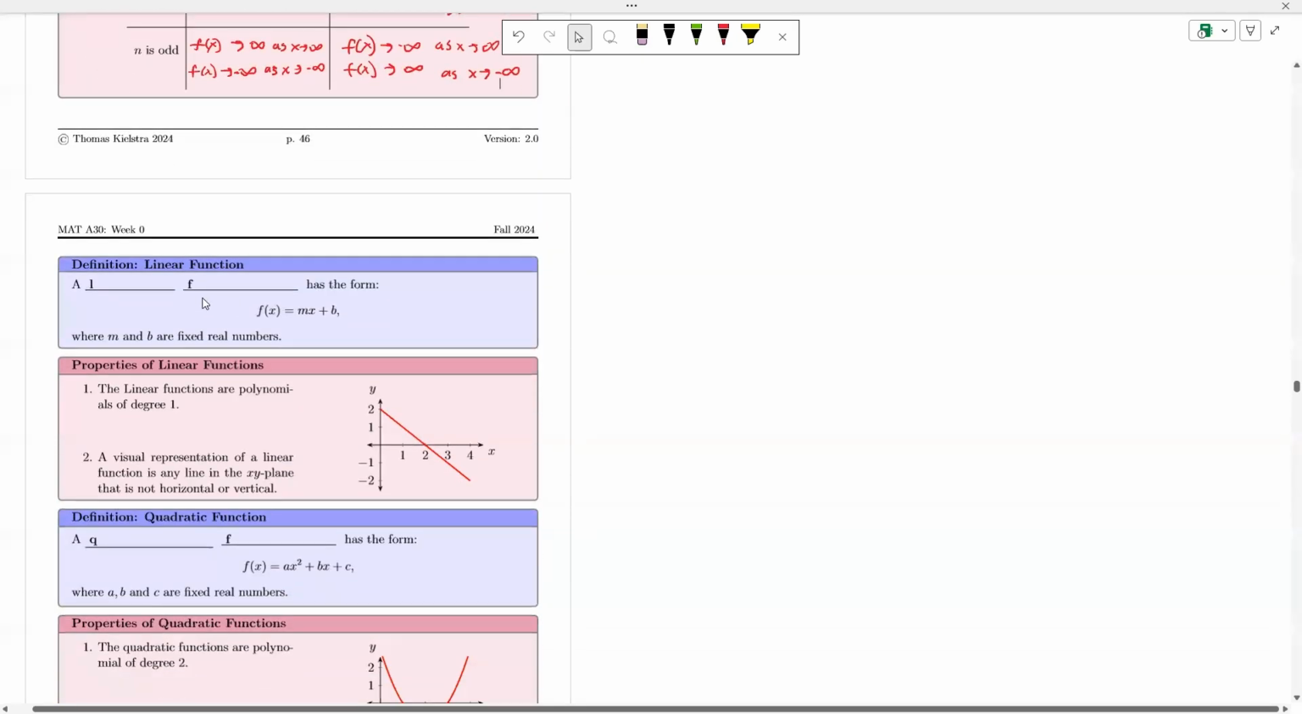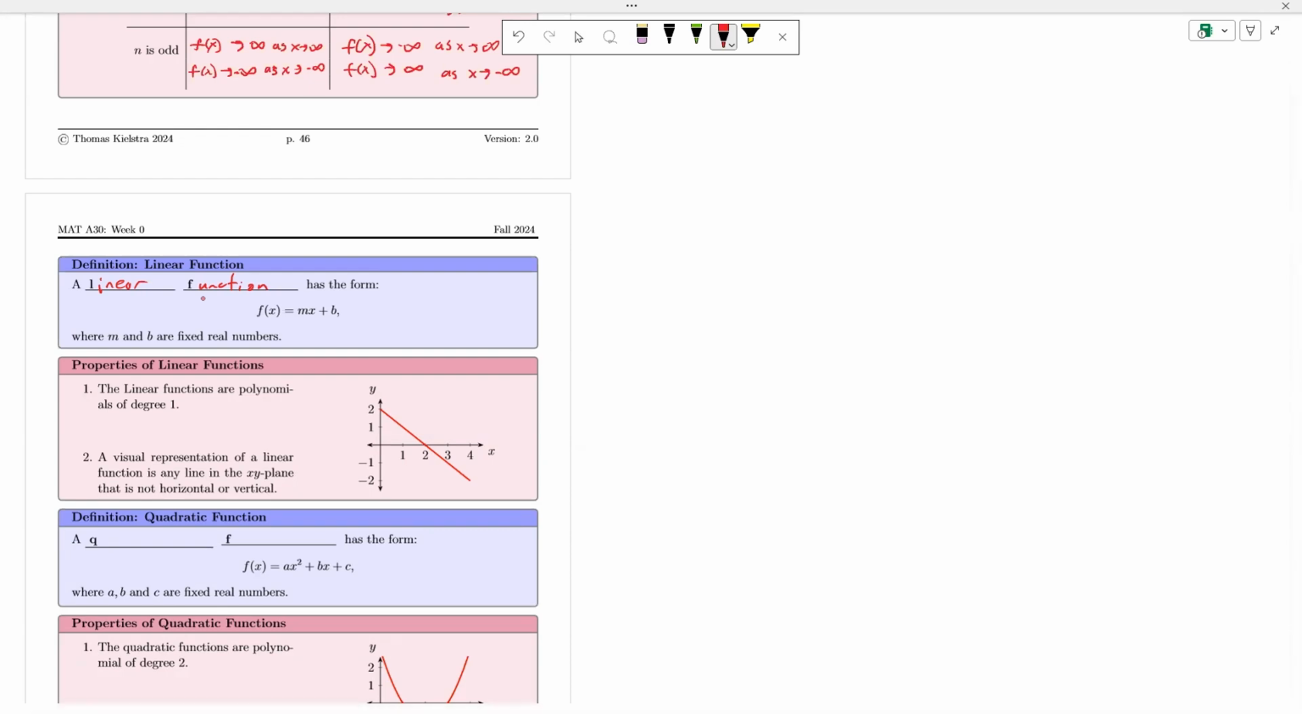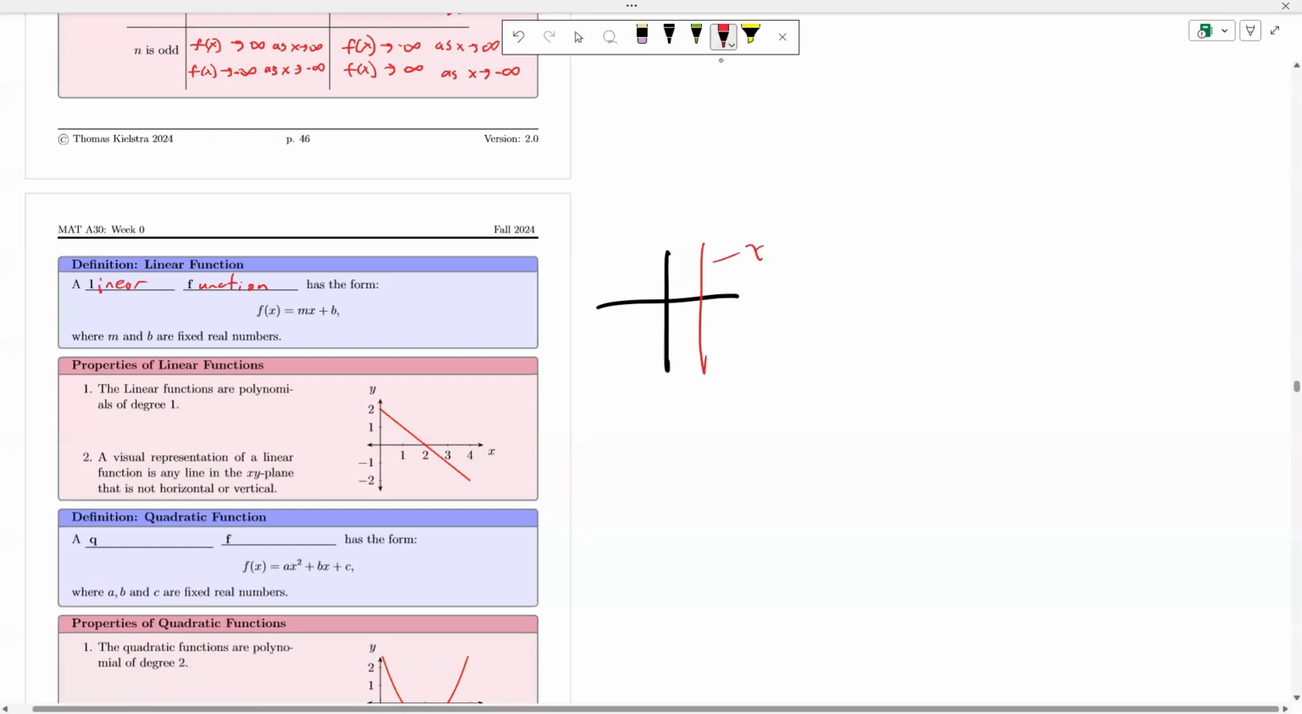Now, for linear functions. A linear function has the form f of x equals mx plus b. Here, m and b are real fixed numbers. Now, linear functions are lines. Not all lines, though, are linear functions. Why? Because we could have the line, let me do this again to make it a little bit more clear, we have the Cartesian plane. We could have the line x equals 2. Now, this is a line, but it's not a function.